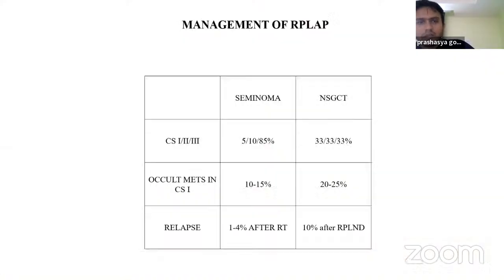Now, management of retroperitoneal lymphadenopathy is very important for CA testis. Here are a few general facts. Retroperitoneal lymph nodes are positive in 5% of clinical stage 1 tumors, 10% of clinical stage 2 tumors, and 85% of clinical stage 3 tumors in seminoma, while non-seminomatous tumors have an equal incidence of retroperitoneal lymphadenopathy. Occult metastasis in clinical stage 1 can occur in 10 to 15% of patients with seminoma and about 20 to 25% of patients with non-seminoma. Relapse rates are 1 to 4% after radiotherapy in seminoma and 10% after retroperitoneal lymph node dissection.